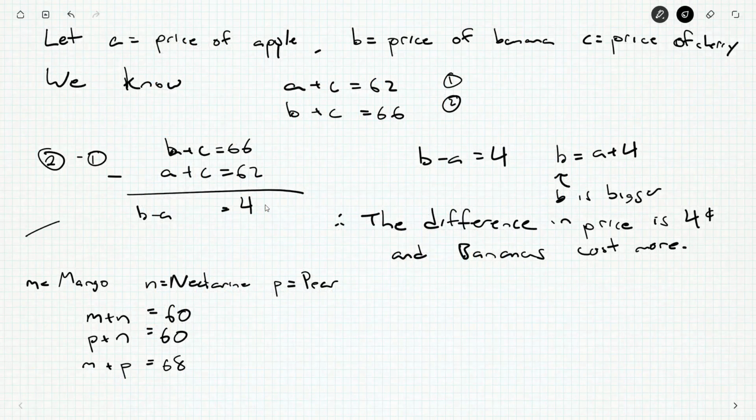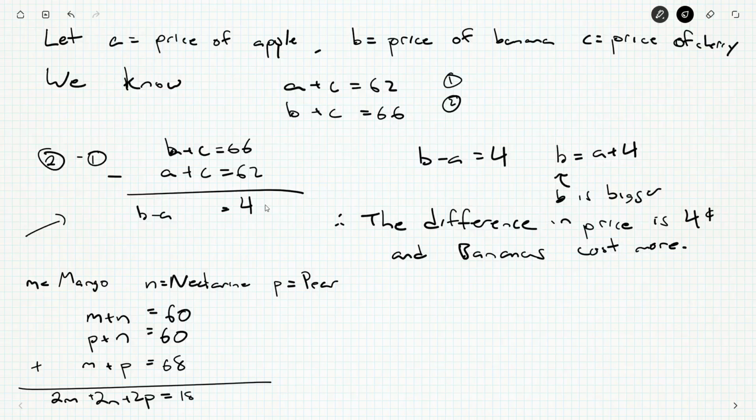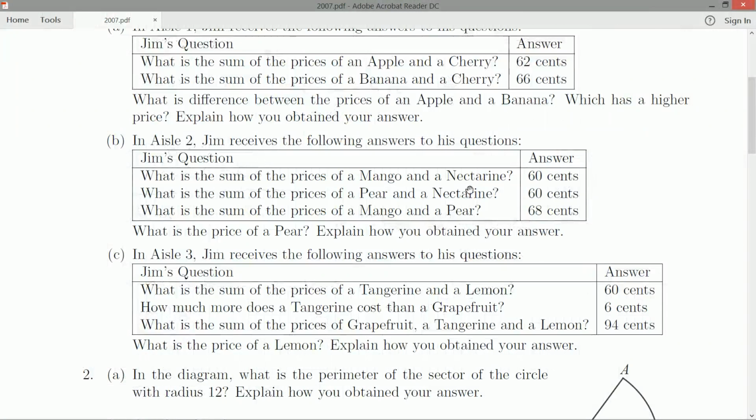If we were to do the same sort of trick that we did up here and add these equations, we'll get 2 M's plus 2 N's plus 2 P's, and that's going to be 60 plus 60 plus 68. That's going to be 188. So now if I divide by 2, I know M plus N plus P is 188 divided by 2, which is 94. Okay? So now we know the price of a mango, a nectarine, and a pear all added together.